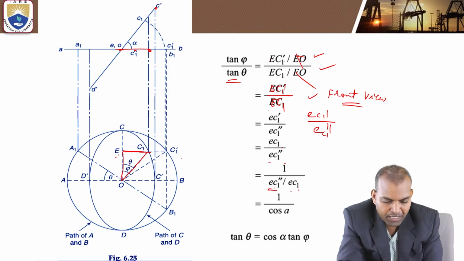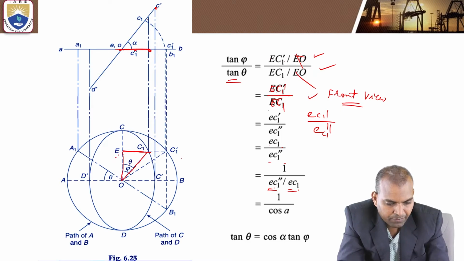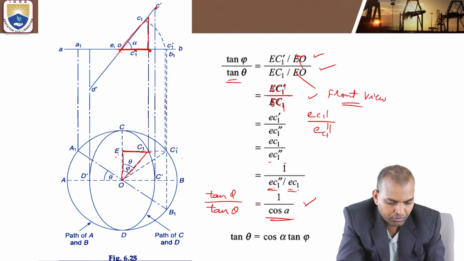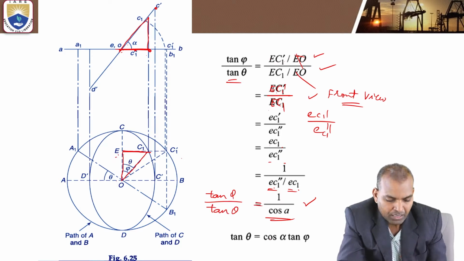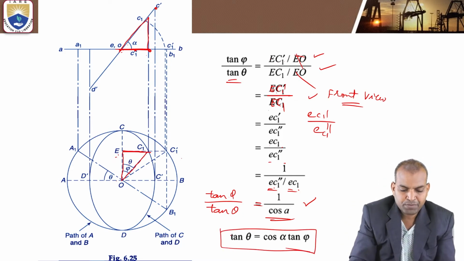This EC1 double dash by EC1, from this angle, is the opposite adjacent side by hypotenuse; this is the triangle. EC1 double dash by EC1 is cos alpha, that is 1 by cos alpha. Tan phi by tan theta equals 1 by cos alpha. Now tan theta equals, what will happen? Tan phi cos alpha. This is the important equation.